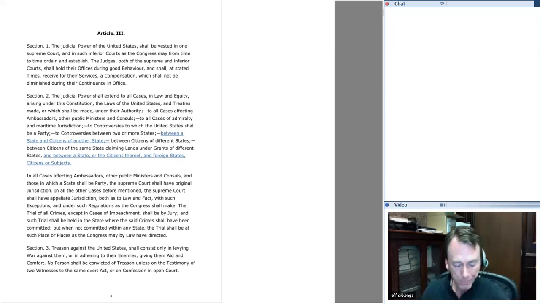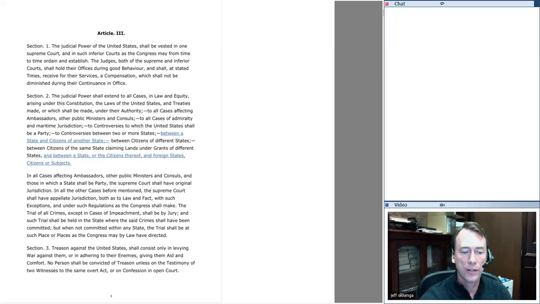The judicial power shall extend to all cases in law and equity arising from under this Constitution, the laws of the United States and the treaties made, or which shall be made under their authority. Very good. Okay. That's good. You can stop there for a moment. Thanks. And then the rest of the discussion is the specifics of other kinds of cases.